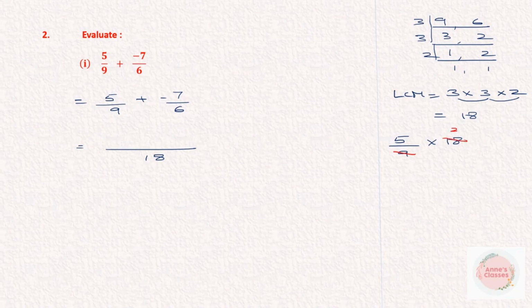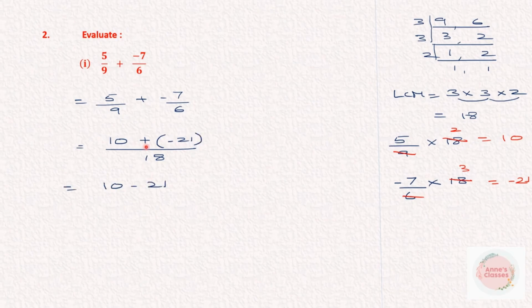So cancel, 9 2s are 18 and the numerators 5 2s are 10. So our first numerator is 10 plus, take the second fraction minus 7 by 6, multiply it by the LCM which is 18, cancel 6 and 18, 6 threes are 18, multiply the numerators, minus 7 into 3 is minus 21. So here let's write minus 21. Now this will be 10 minus 21 because before the bracket we have a plus sign, so this will not change. Now this is by 18.